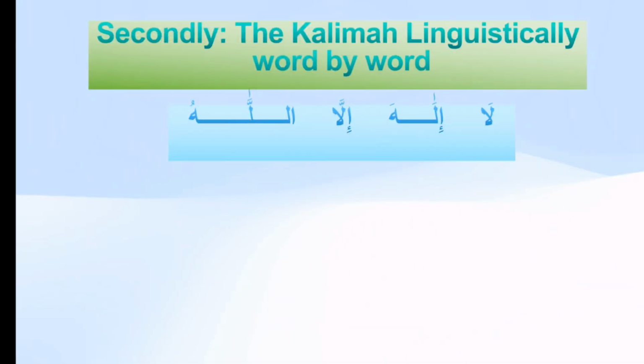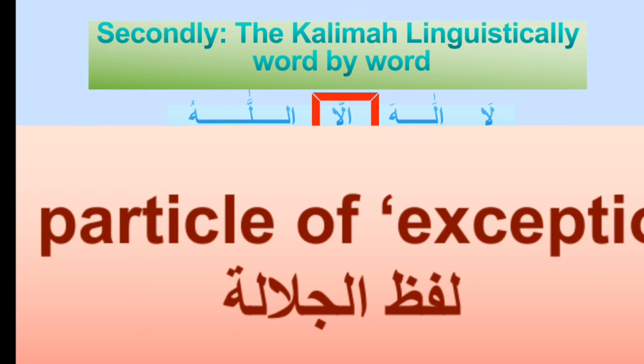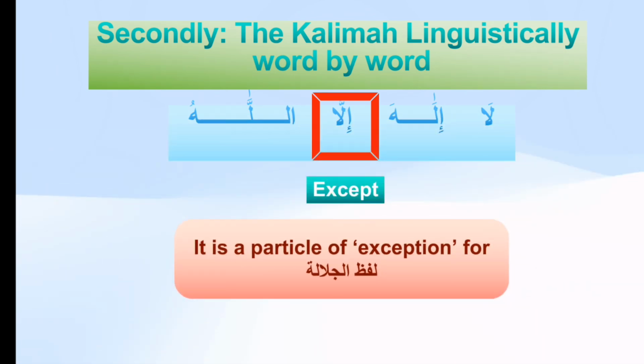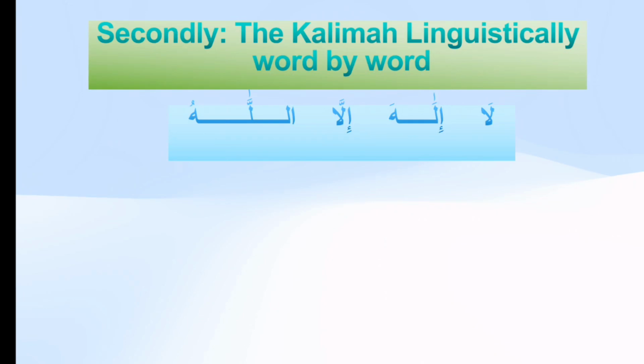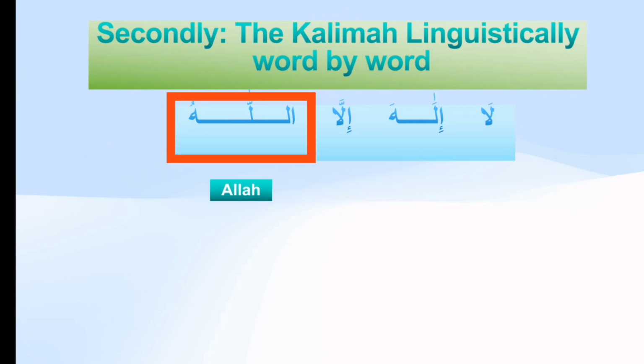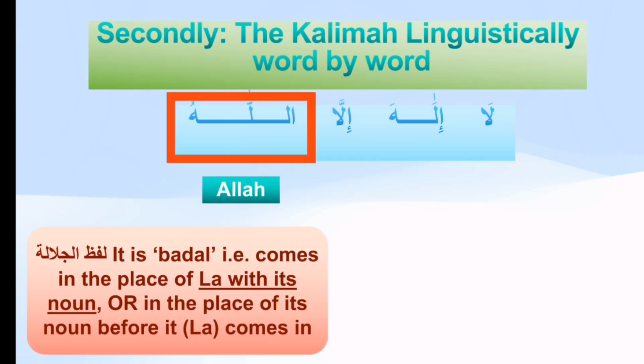So next, let's continue to the next part of the Kalimah. We have the word illa. This means except. It is a particle of exception for lafzul jalala. Lafzul jalala is the term we use referring to the word Allah. And then next we have the word Allah, which is lafzul jalala. So grammatically, lafzul jalala is badal. Now badal means that it comes in the place of what? In the place of la with its noun.